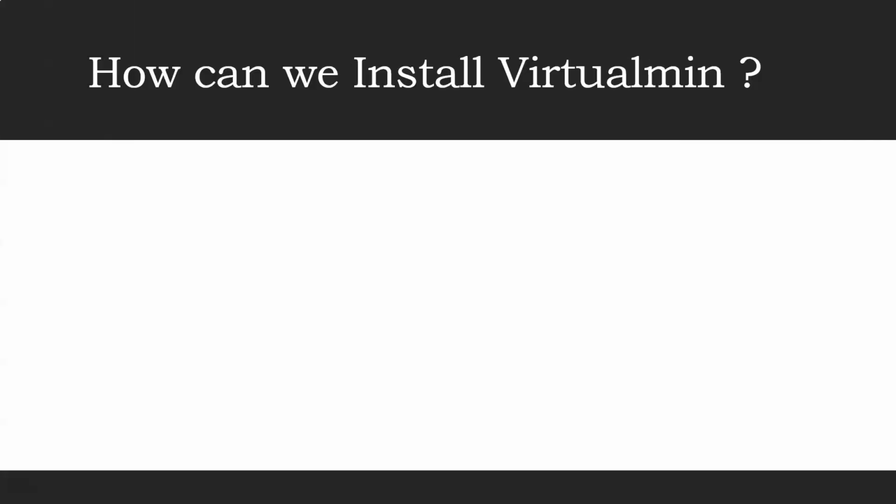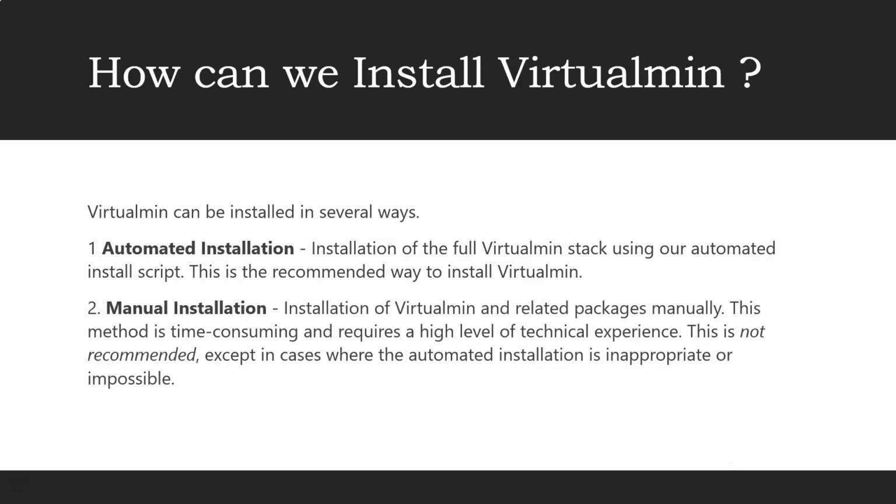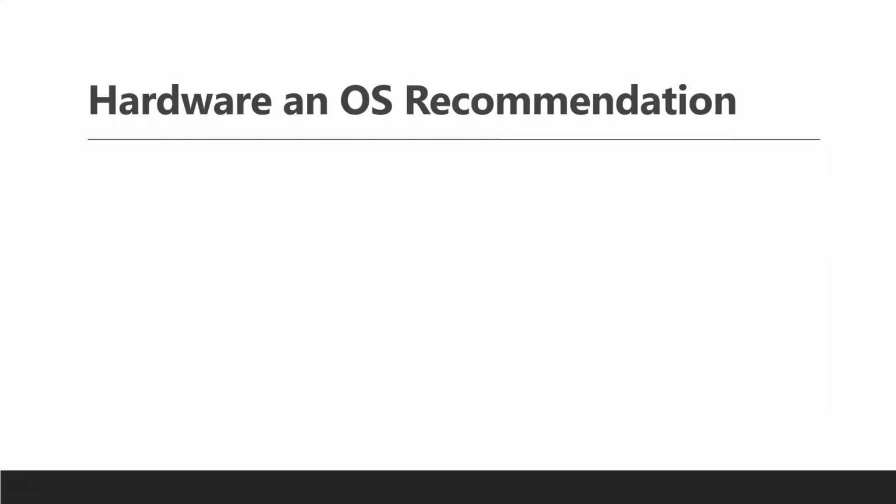So how can we install? There are two ways to install VirtualMin. Number one is automated installation. In this, we will use a script which we download from the internet from the VirtualMin official website. Number two is manual installation. In this, we need to install all the packages one by one. It is not recommended because if you are not a professional, you will not be able to install all the packages one by one.